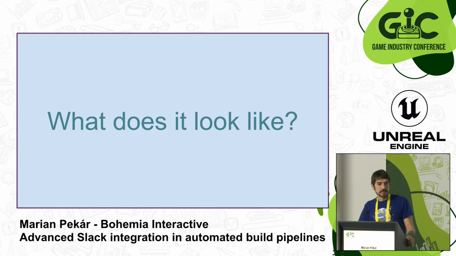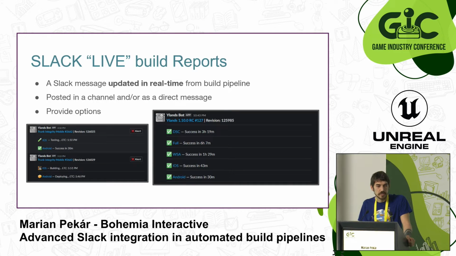So what does it look like? Everything revolves around something we call Slack live build reports, or just Slack reports for short. It's a Slack message updated in real time. This message is first sent from the build pipeline at the beginning, and then is updated as the pipelines go through stages. On the bottom left image, you see two such reports.